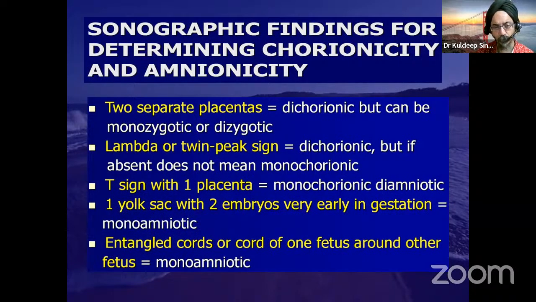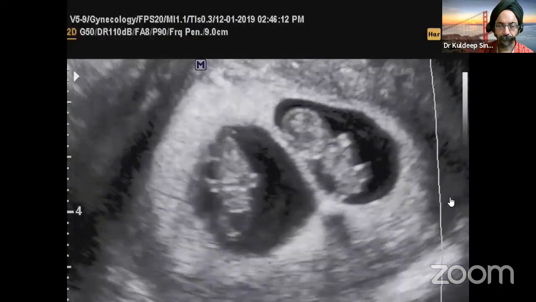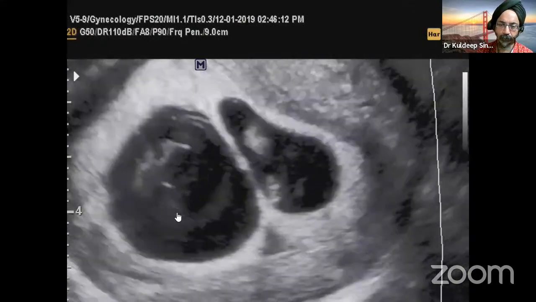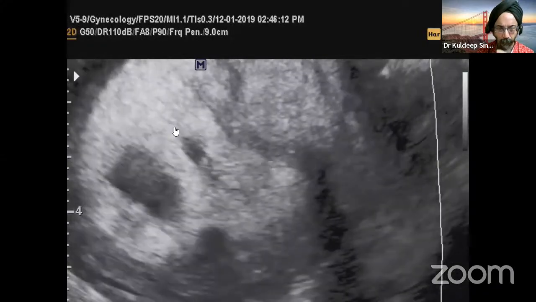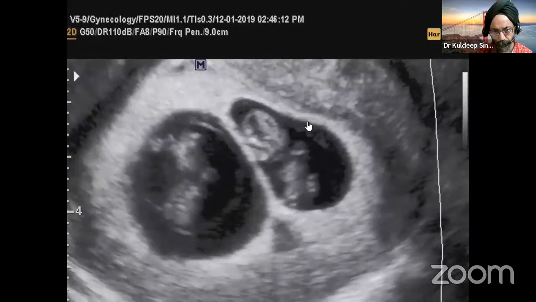1 yolk sac, 2 embryos, monoamniotic. Entangled cords, or cord of one fetus around the other fetus. Obviously, we know they can roam around and they can be doing this. So this is monoamniotic. You're looking at 2 gestational sacs, each embryo surrounded by their own amnion.